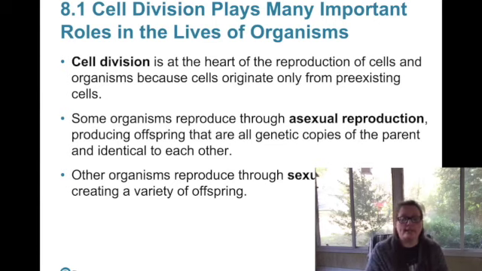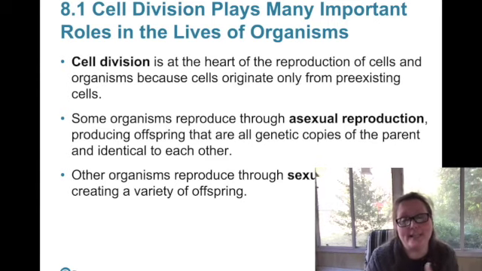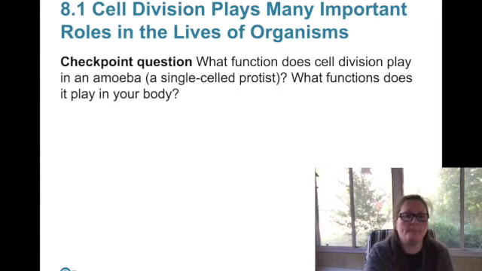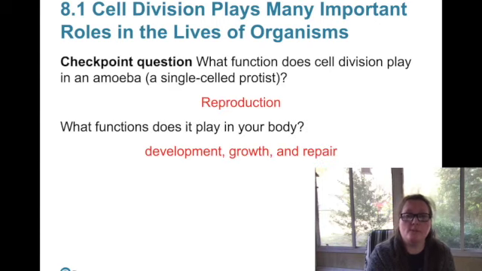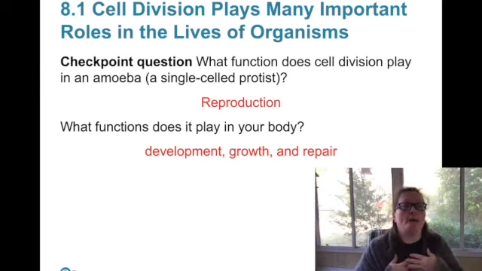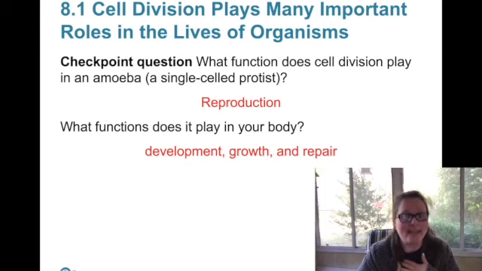Sexual reproduction is creating a variety because it's blending from two different sources. So what function does cell division play in an amoeba, and what functions does it play in your body? For an amoeba, it's reproduction, because that's literally how the amoeba reproduces. Our body does have asexual reproduction for our cells, and that is for development, growth, and repair. So when you're talking about mitosis for the cells, the important part is development, growth, and repair.